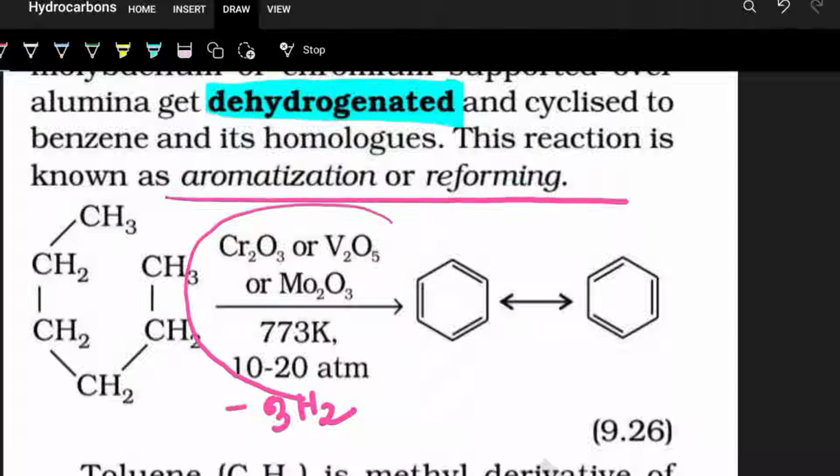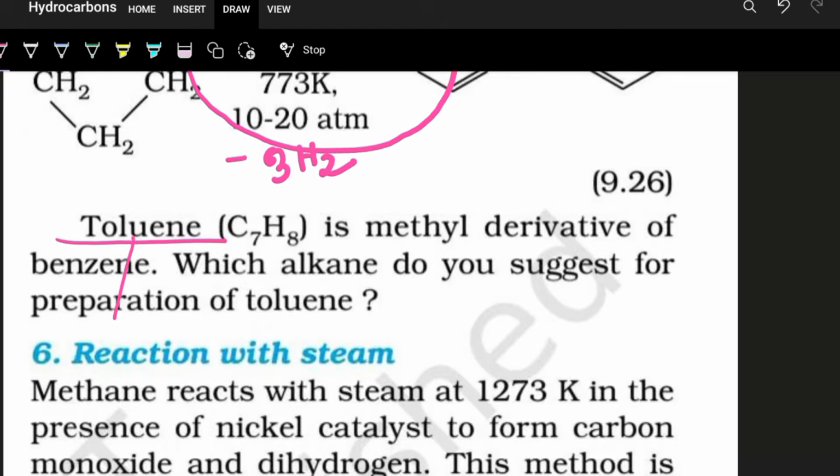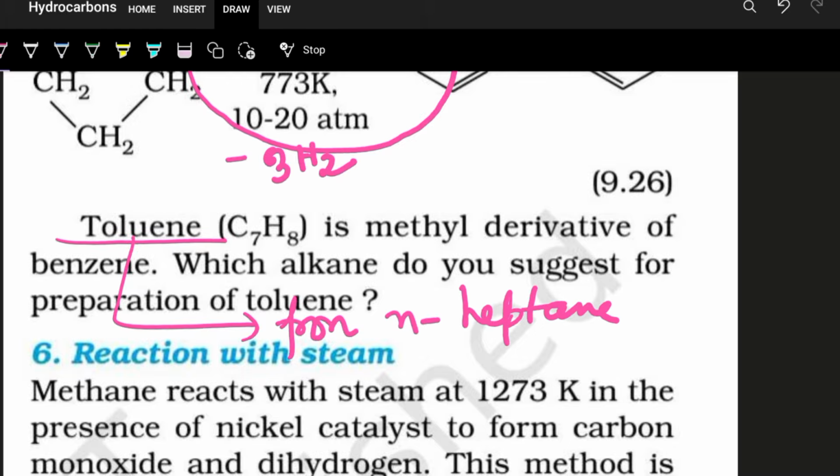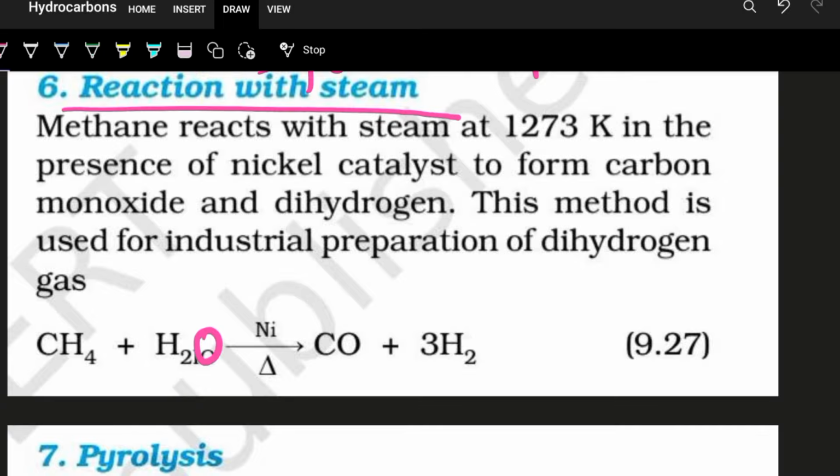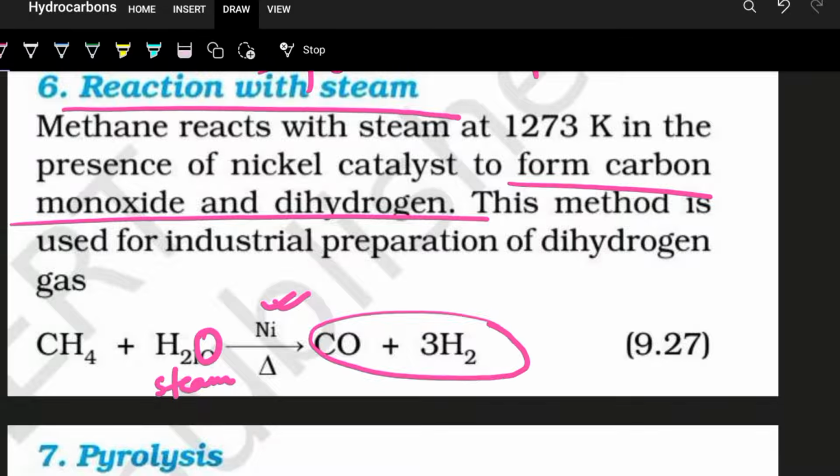These are the conditions: chromium oxide, vanadium oxide, molybdenum oxide at such a temperature and pressure. You can always form toluene also. Toluene can be obtained from N-heptane using the same reagents. Next, reaction with steam. With steam, this will be H2O, steam of course. When you use nickel, you form carbon monoxide and dihydrogen, CO and H2.